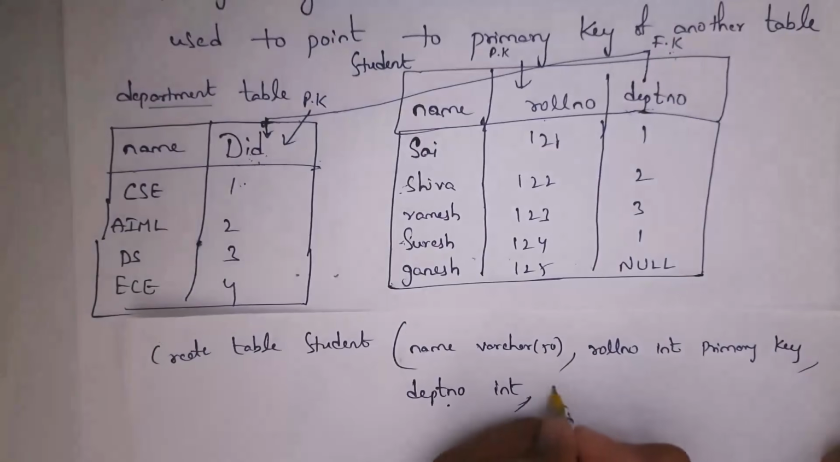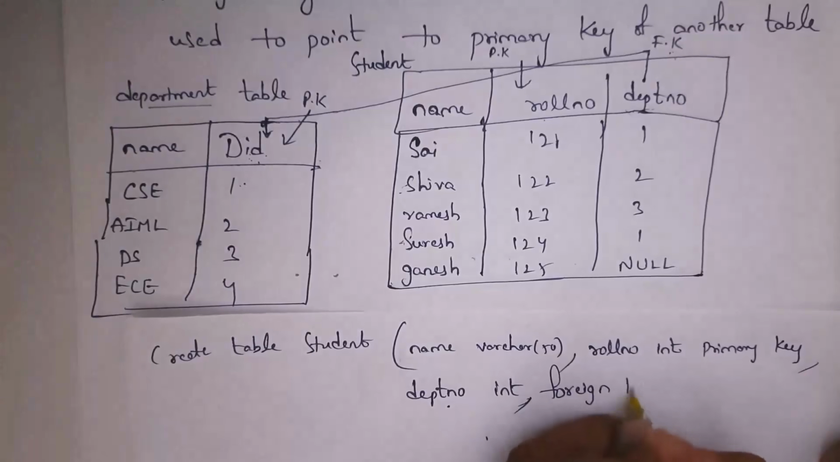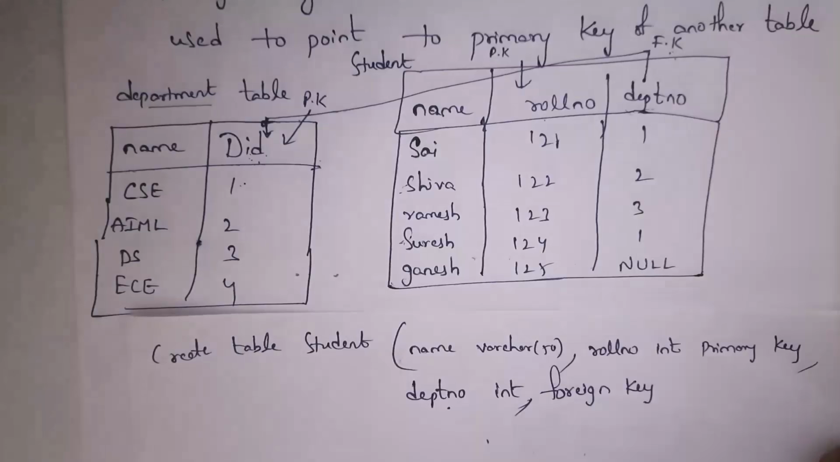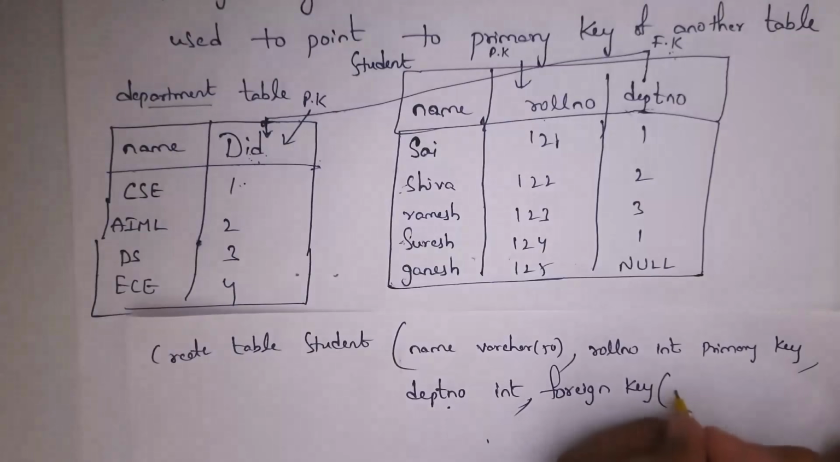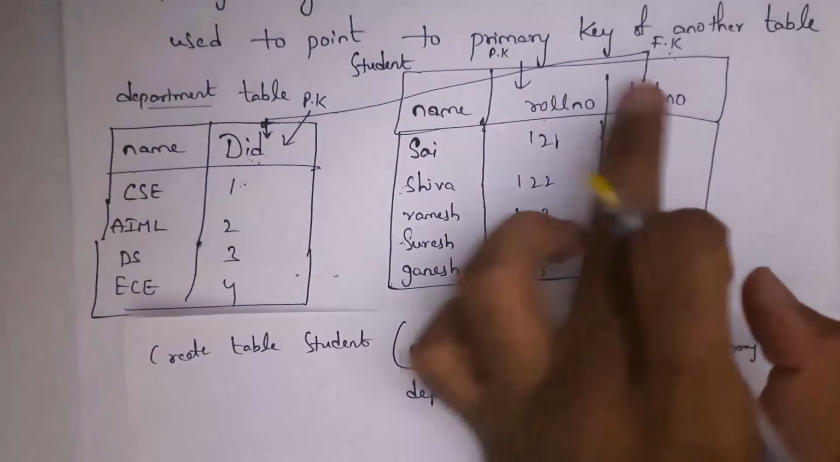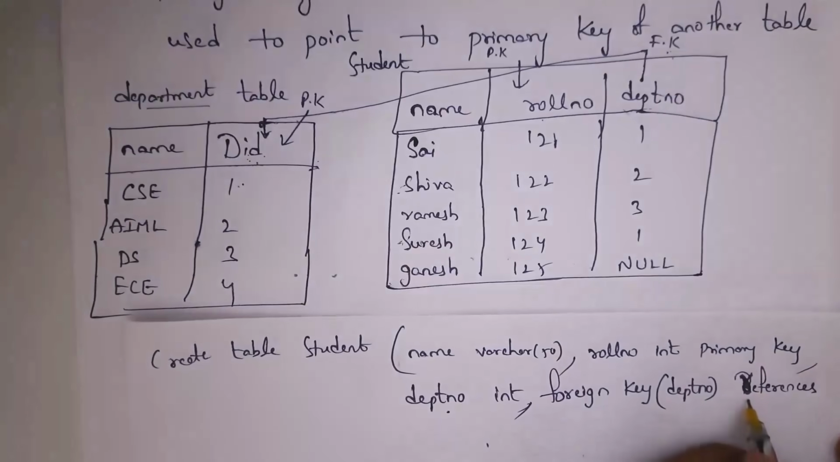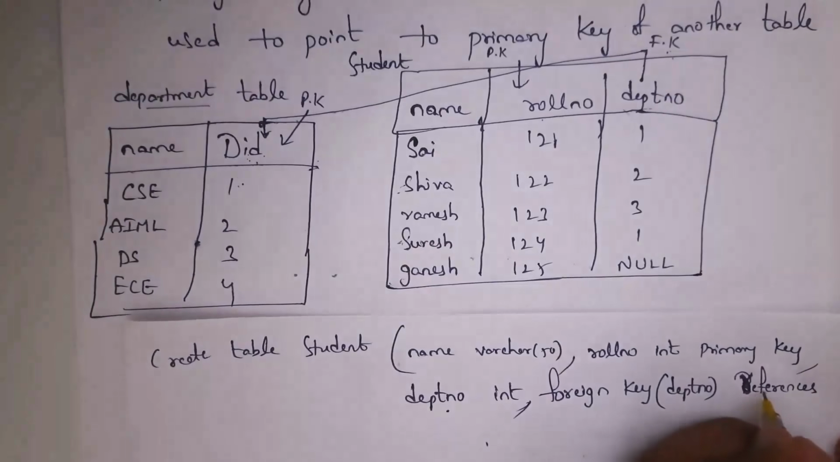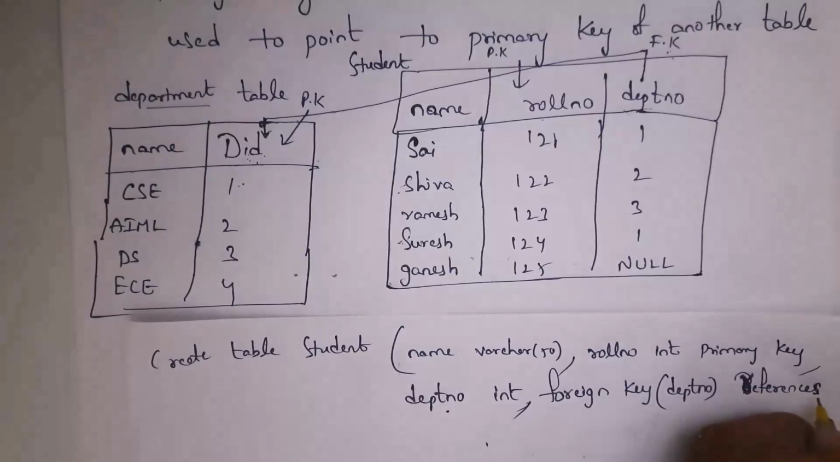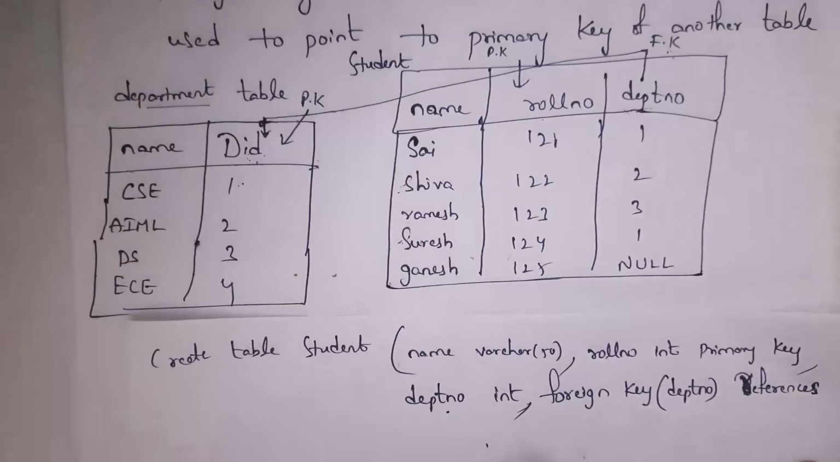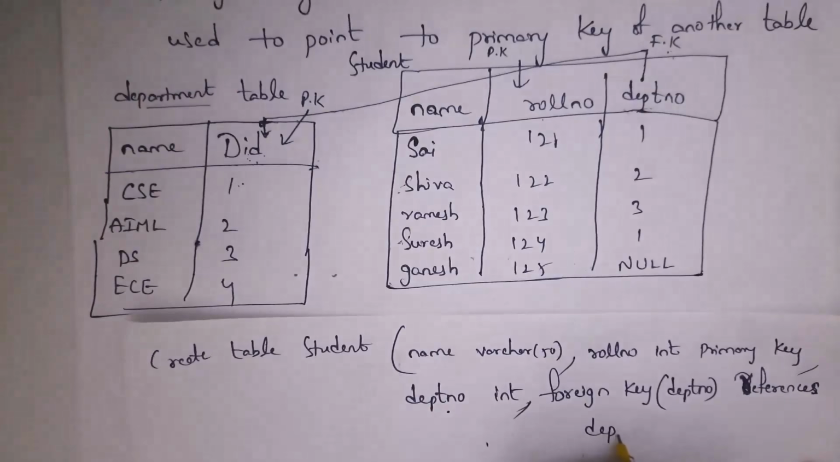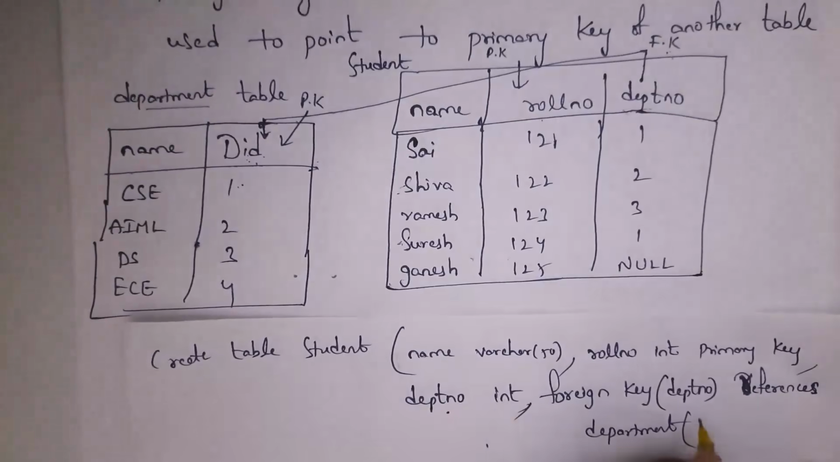So write here FOREIGN space KEY. I want to give a foreign key to the department number column, so inside brackets write department number. This column should refer to the DID column which is present in the department table. So write here REFERENCES. Guys, write this word correctly, or else it will display an error. References, department table, DID column. So table name department, and inside brackets write the column name, that is the DID column.